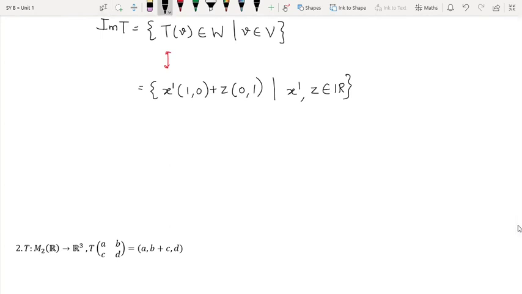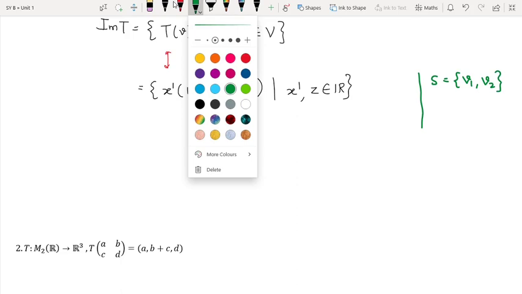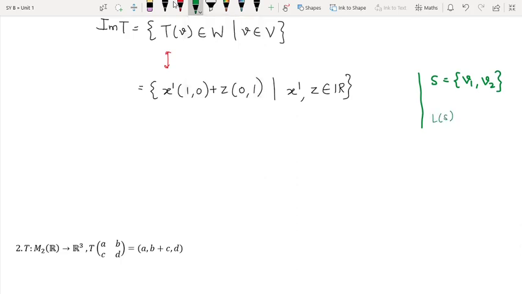So now again, let us try to understand, if our set contains two vectors v1 and v2, what will be the linear span of S in this case? In this case the linear span of S is the collection of alpha 1 v1 plus alpha 2 v2, such that alpha 1 and alpha 2 are some real numbers. So see, now try to compare this one and this one. Here the real numbers alpha 1 and alpha 2 are involved, and here they are x dash and z respectively, so that doesn't matter.